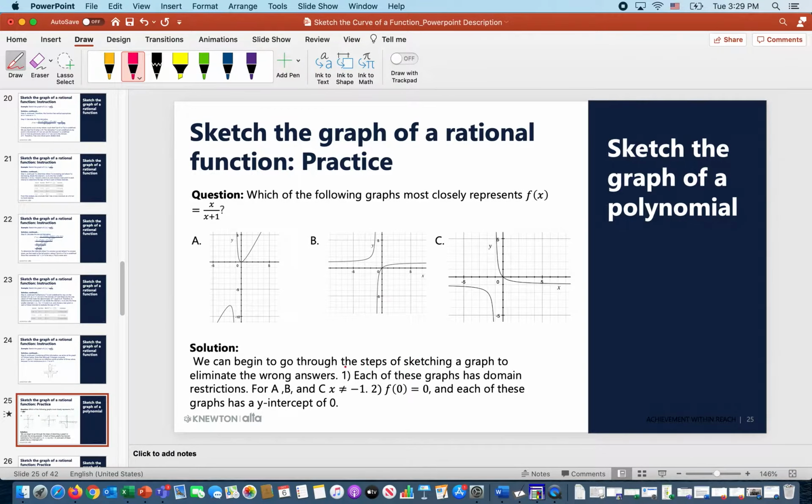Okay. Now, if you notice in step 1, we have to find the domain. The domain of our function is going to be all x's except x equal -1. In other words, there is a vertical asymptote at x equal -1.